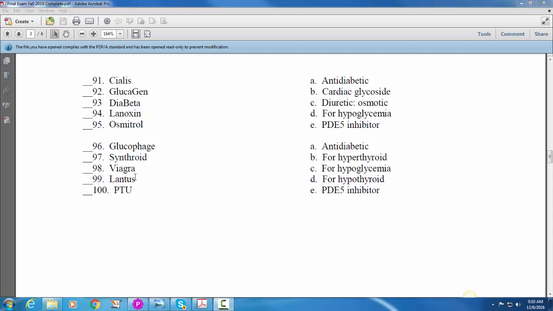Lantus is an anti-diabetic in that it's an insulin, and if you look at the possible choices, the only choice you have is anti-diabetic. And then PTU, this one is actually if you have high thyroid, propylthiouracil for hyperthyroid. Okay. So that's how the brand name works, and then that's the first 100.